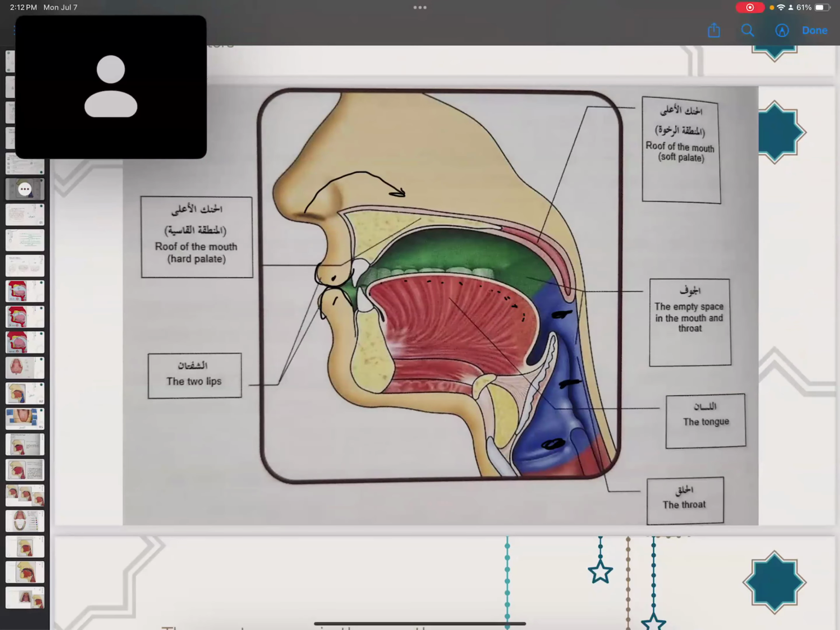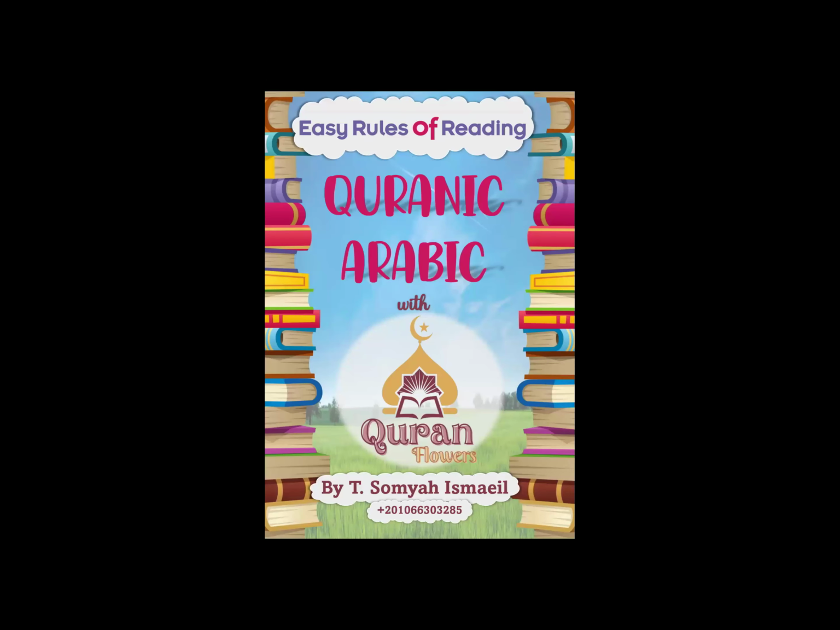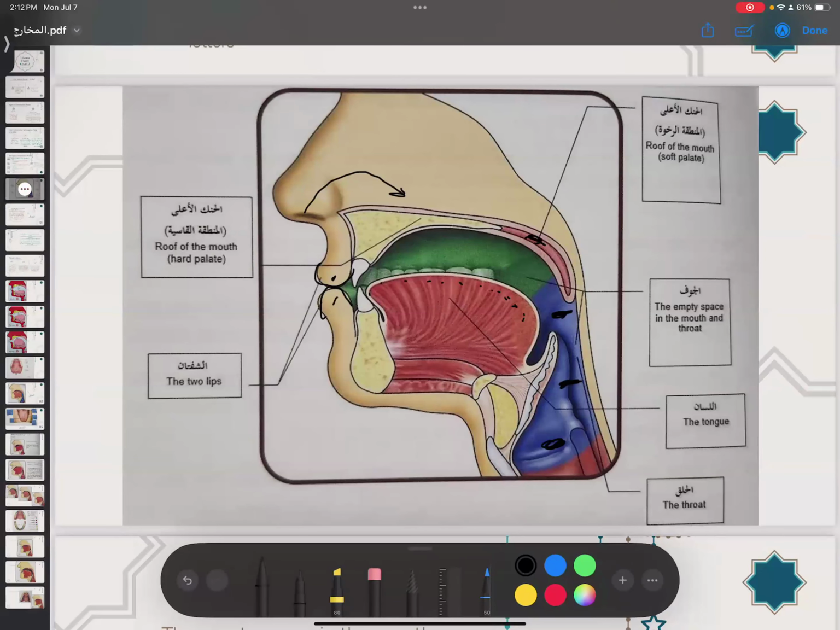And then here's a picture that we can refer to. So over here, it's labeled. So here is al-hank al-a'la, which is the roof of the mouth. And then al-jawf, which is the empty space in the mouth and throat. That's the akhtar here. And then al-lisan, which is the tongue. Al-halq, which is the throat. Al-shifatan, which is the 2 lips. And al-hank al-a'la, which is the roof of the mouth.